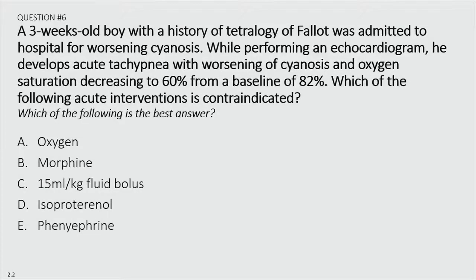Excellent. Next question. A 3-week-old with a history of tetralogy of Fallot was admitted to hospital for worsening cyanosis. While performing an echocardiogram, he develops acute tachypnea with worsening cyanosis and oxygen saturation decreases to 60% from his baseline of 82. Which of the following acute interventions is contraindicated? A, oxygen, B, morphine, C, a 15 per kilo fluid bolus, D, isoproterenol, or E, phenylephrine? Choose your answer.